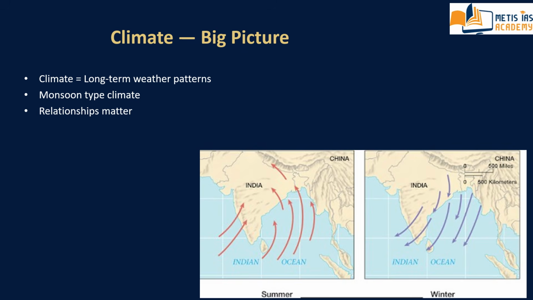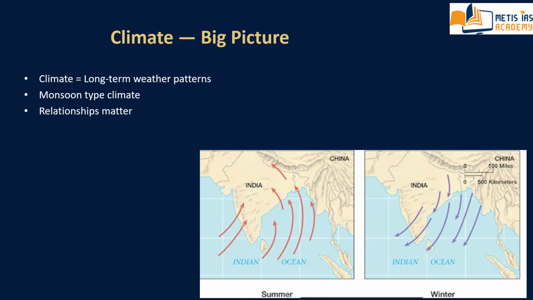Climate. First of all, we have to discuss climate. What is the definition of climate? Climate refers to the long term pattern of weather, not day to day conditions, approximately 30 years. India experiences four broad seasons: winter, summer, southwest monsoon, and the retreating monsoon.